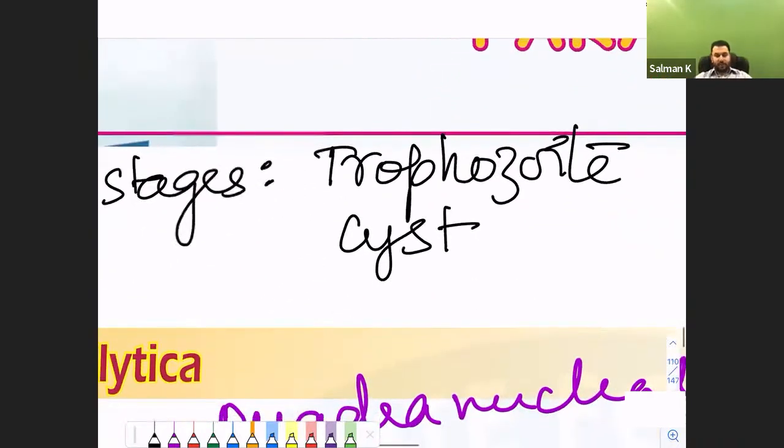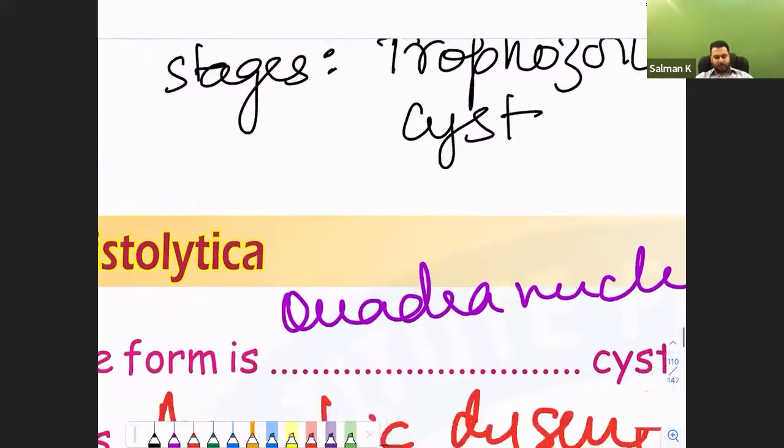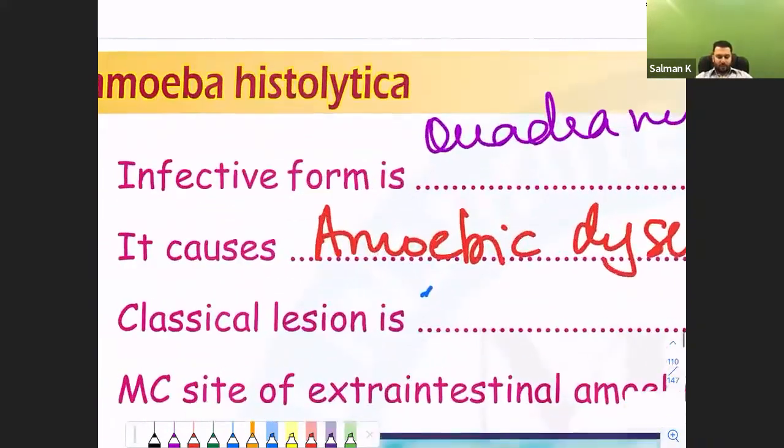There are two stages that you see with protozoa. Generally speaking, trophozoite and then the cyst. These are the things that you need to know as such. Trophozoite and then the cyst. All right. Now, see here.